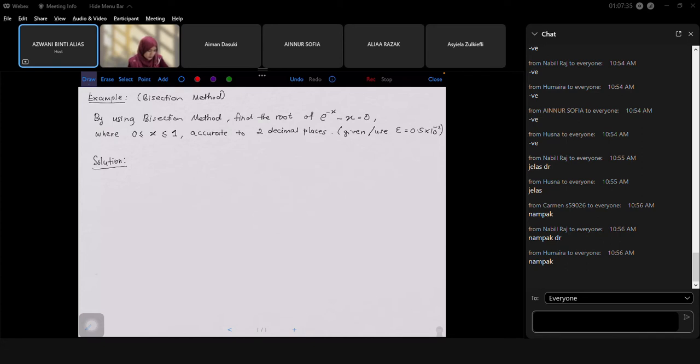Kat sini dia bagi tahu accurate to the 2 decimal places. Normally, this is the final answer. Okay, this is the final answer lah. Dia nak the final answer in 2 decimal places. Okay, kalau kita tengok kat sini, this is the error, the stopping criteria. Stopping criteria maksudnya error tu should be less than epsilon.